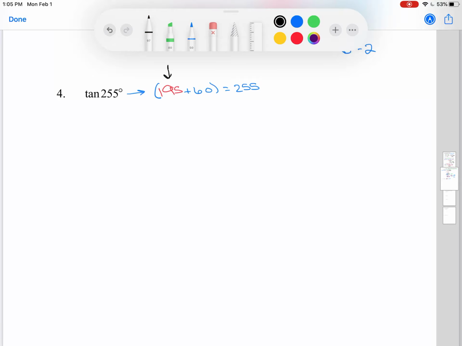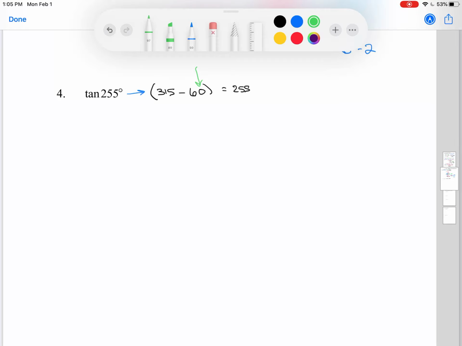Okay, which would be great, but remember, it has to be on the unit circle. So is 195 degrees on the unit circle? No. So I'm not able to do that option. However, I can try subtraction, see if that one works. What angle minus 60 degrees would give me 255, and that would be 315. Check and look if 315 is on your unit circle. It is in fact on your unit circle, so you can use 315, okay?